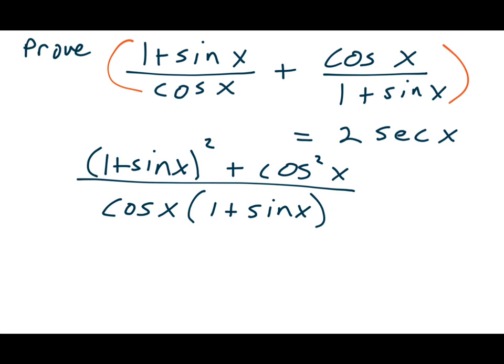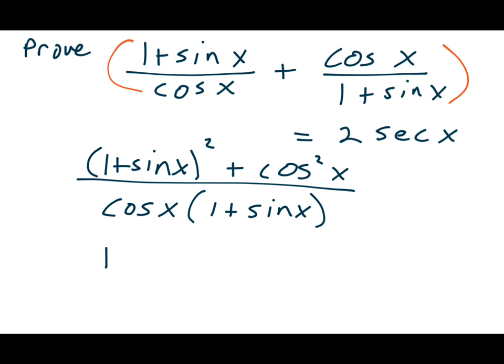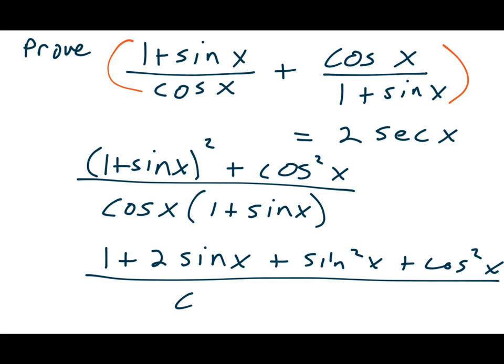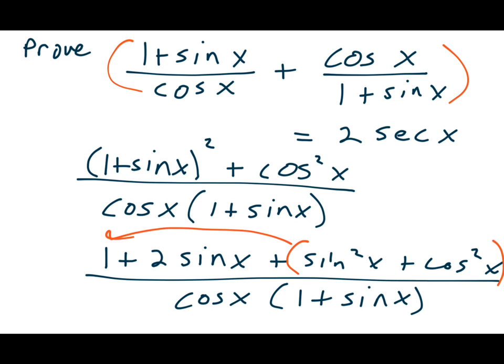Okay, when I multiply that out, I'm going to have 1 plus 2 sine x plus sine squared x plus cosine squared x, and then all over cosine of x times 1 plus sine of x. On the next page, I want to point out that this guy equals 1, so I'm going to take it and combine it over here with this one.